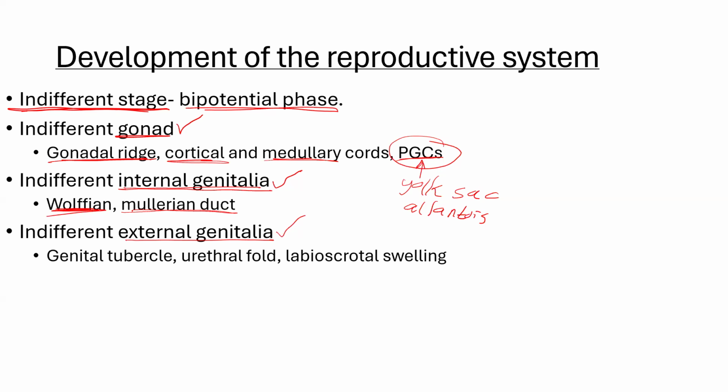Now, the indifferent external genitalia, you have three very important components. We have a genital tubercle, we have a urethral fold, and a labioscrotal swelling, or the genital swelling.